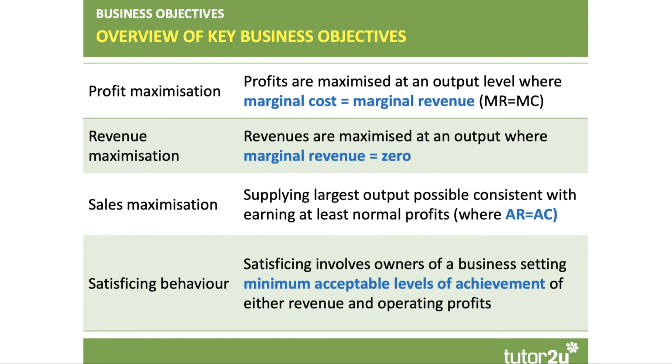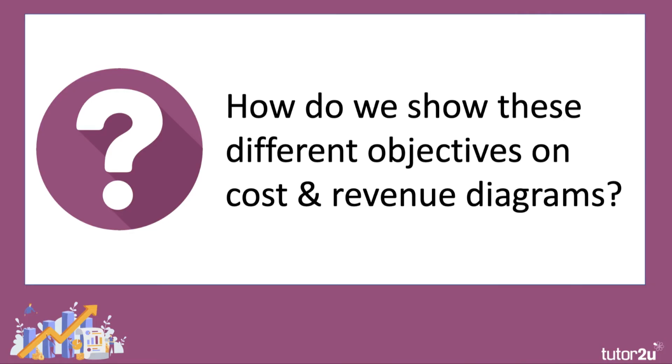These are the key ones you need to know for A-level. It's really important you are absolutely bang up to date to know your key conditions. Profit maximisation is where marginal revenue meets marginal cost. Revenue maximisation is where the marginal revenue is zero. Sales maximisation is where average revenue equals average cost, the break-even point. And satisficing involves the owners of a business setting minimum acceptable levels of achievement of either revenue or operating profits. So these are the ones you need to know and the condition for each.